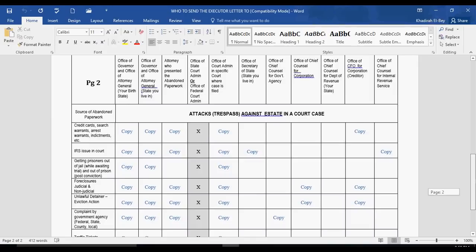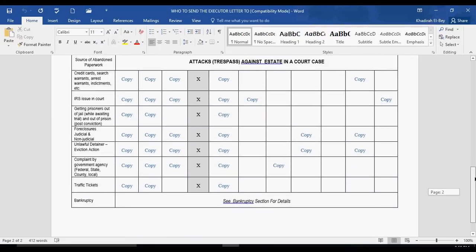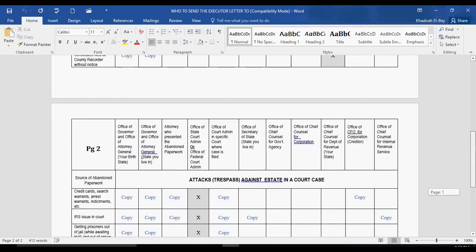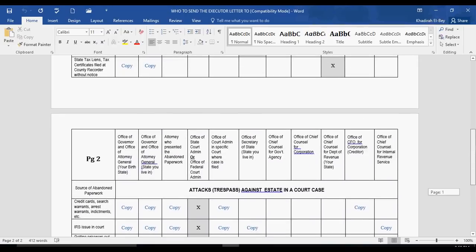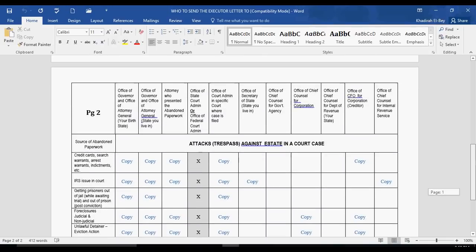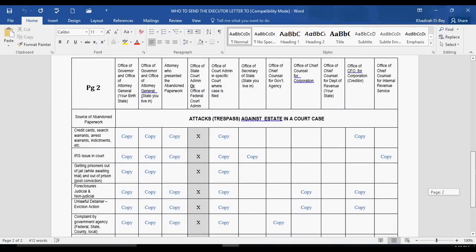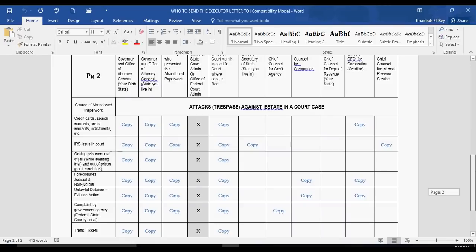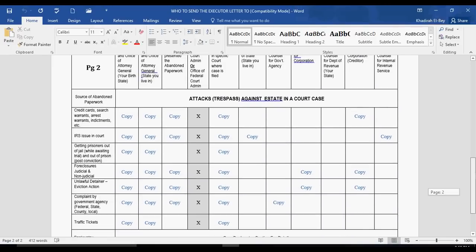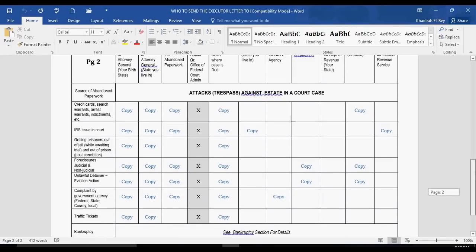Traffic tickets. Copy goes to Office of Governor, Office of Attorney General, your birth state and the state that you live in. Office of State Court, Office of Federal Court Administration, Office of Court Administration of the specific court where it is filed.